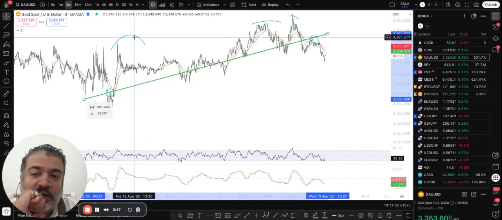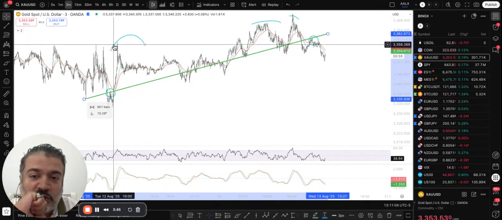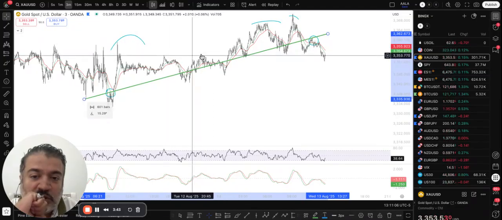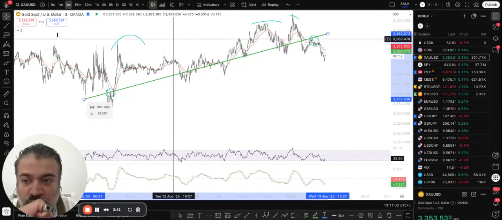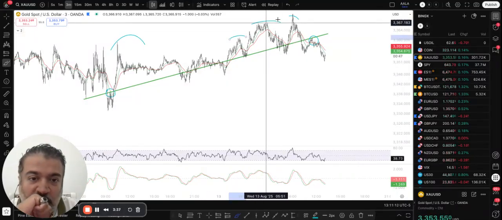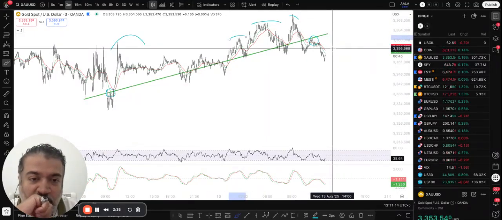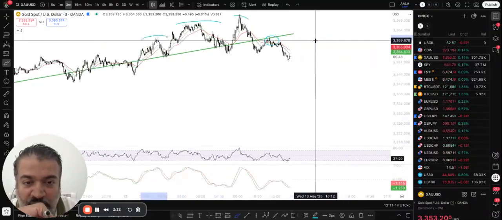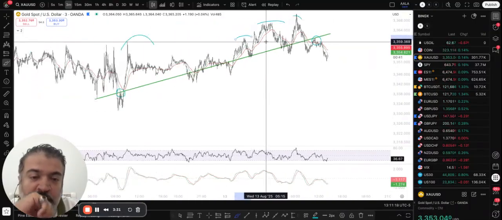Now you try to recalculate the higher highs. Okay, this was the first higher high, so this is null and void because this was the first one. Now the second one is here. Okay, the third one is here, the fourth one is here. After the higher highs, it came back, it bounced back.